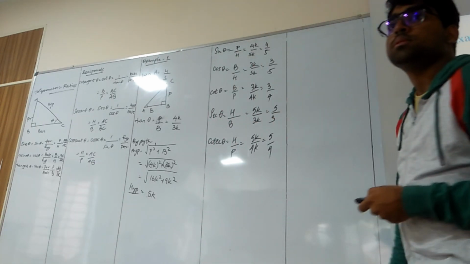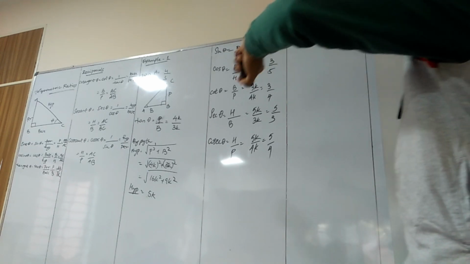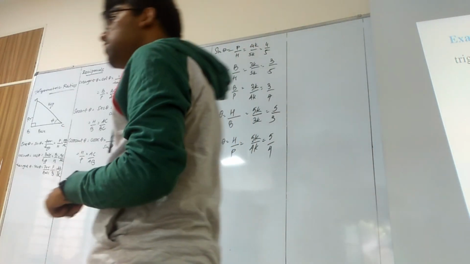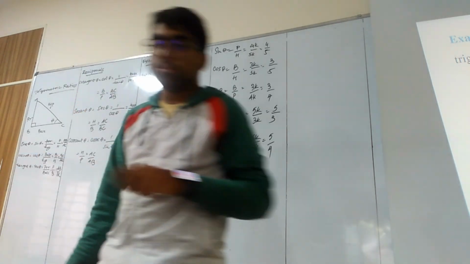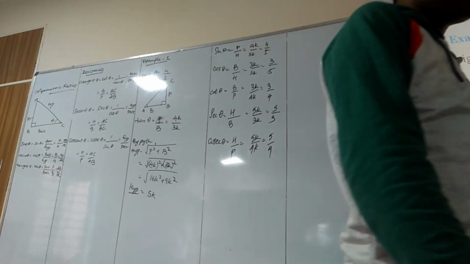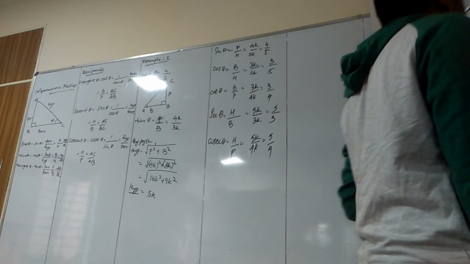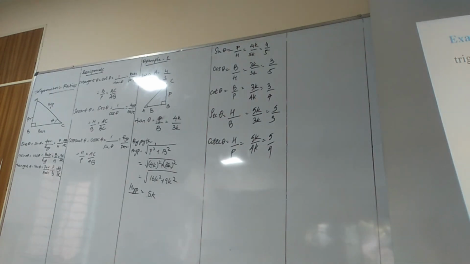Doubt? Where you believe? After this question, you believe. Any doubts? Sir, for tan we can take 4 by 3. Yeah, they are only given. No? What's the use you're taking again?